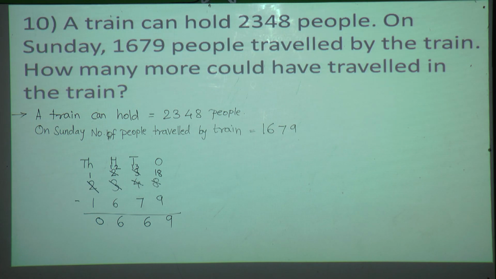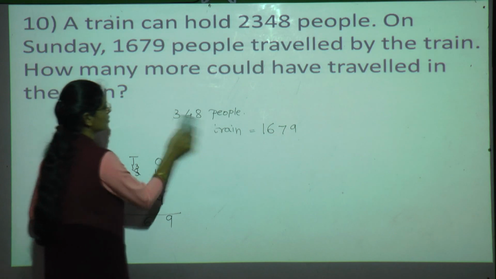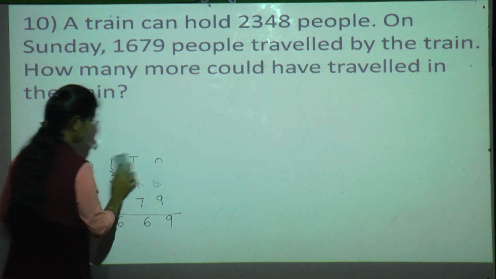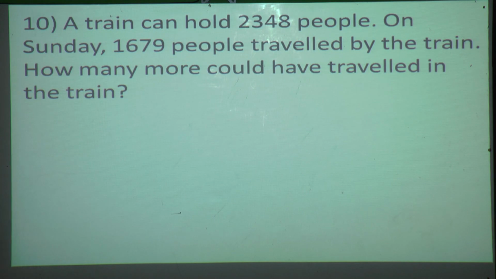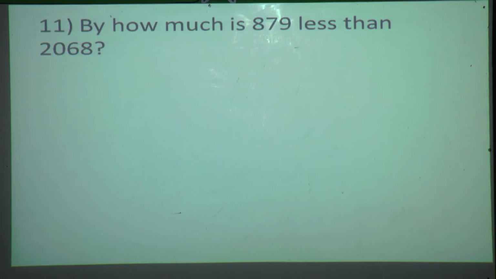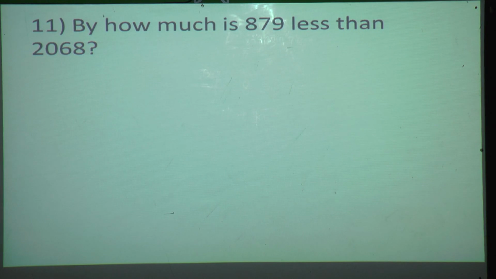Shall we move to the next question? Question number 11. See the question number 11, what it is. Read the question. By how much is 879 less than 2068? See students, this question is similar to question number 8. Okay, so what you have to do, just I will explain, and that question you have to solve by your own.